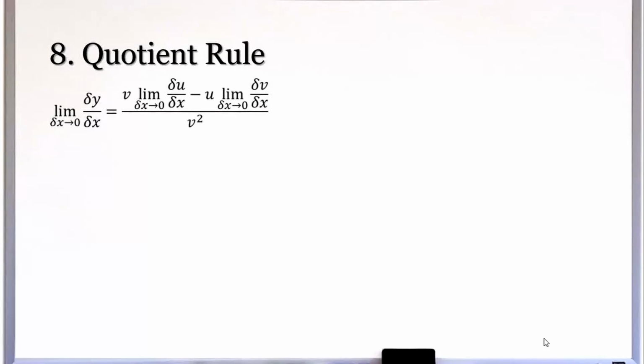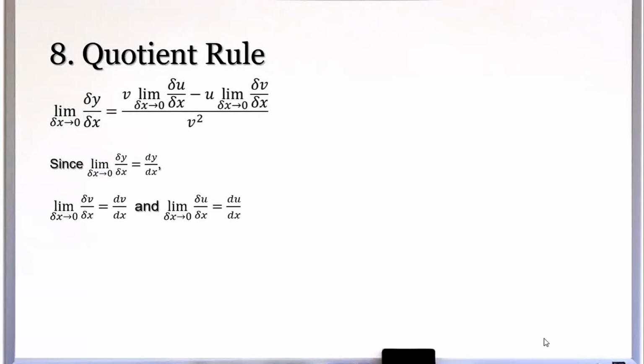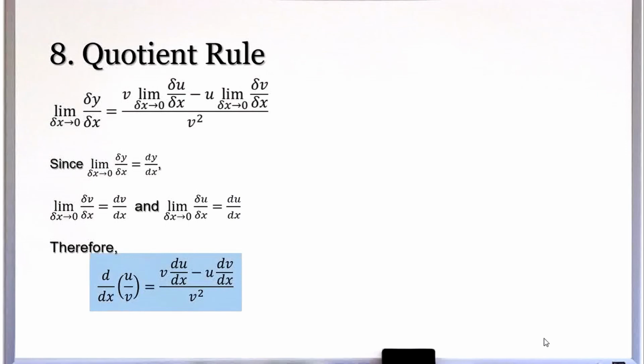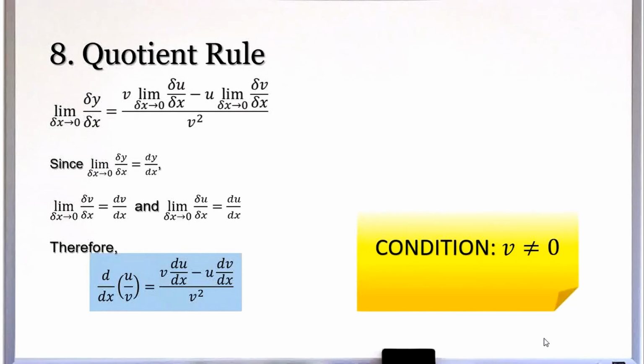Move it here. Since limit of delta x approaching 0 of delta y over delta x is dy over dx, we'll have dv over dx and du over dx. Therefore, derivative of u over v equals v times du over dx minus u times dv over dx over v squared. And this is our simple quotient rule. But we have the condition for v. v cannot equal 0 because if v is 0, then the whole fraction will be undefined, and therefore we set the condition that v cannot equal 0.